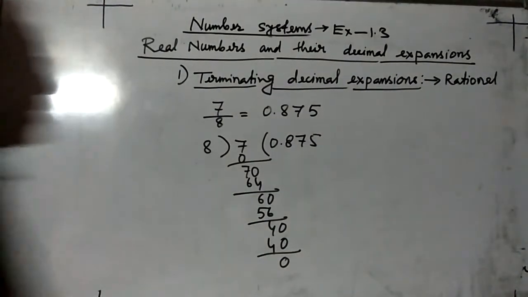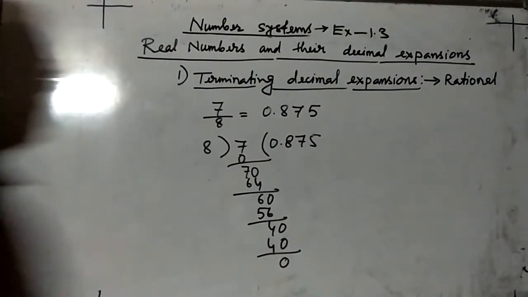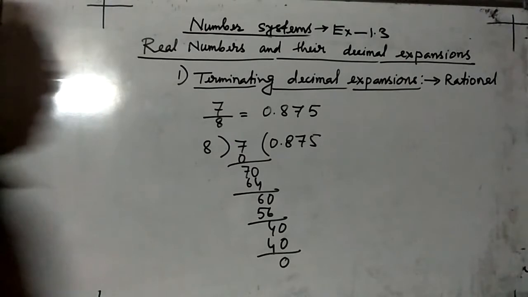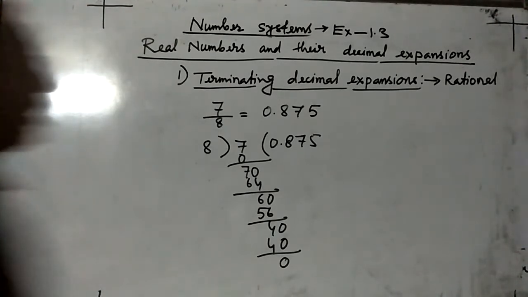Hello, my dear students. Today we are going to start exercise 1.3, real numbers and their decimal expansion. In the last video we learned real numbers are of two types, rational numbers and irrational numbers. A rational number is a number of the form p by q, where p and q are integers, q not equal to 0. An irrational number is like root 2, root 3, root 5, root 7, etc.